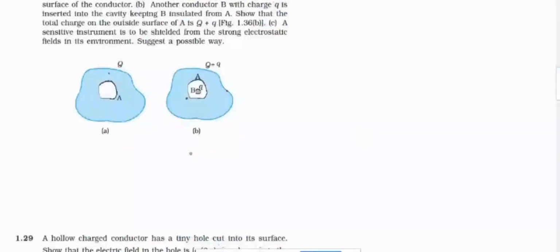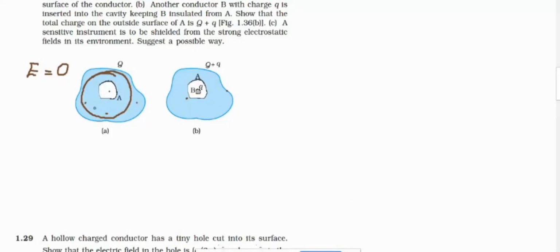Now question 28. A conductor A with a cavity is given a charge Q. Show that the entire charge must appear on the outer surface of the conductor. So here, according to Gauss's theorem, and as in the case of the shell, we have seen the electric field inside a cavity in a conductor is 0. So at any point you take, the electric field will be 0 inside the conductor as well as inside the cavity. Now imagine a spherical Gaussian surface inside the conductor.